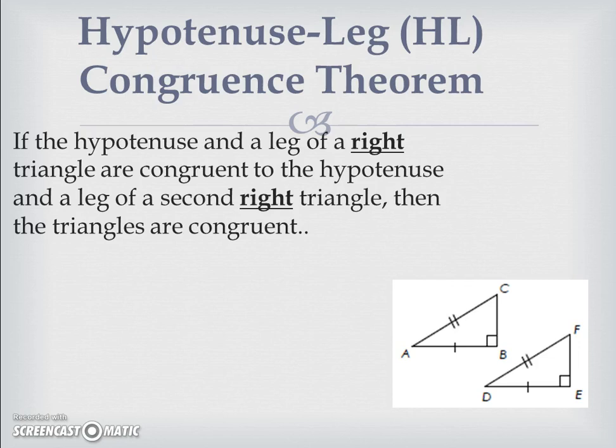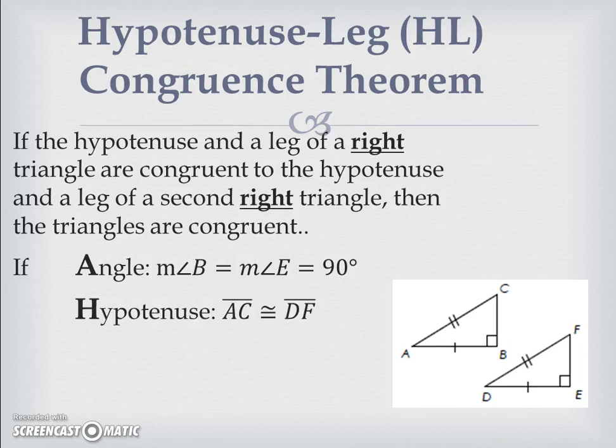So here we have a right triangle, because both angle B and E are 90. We have the hypotenuse, which is AC congruent to DF, and we have a leg, which is AB congruent to DE. So we can say that the triangles are congruent by hypotenuse leg.